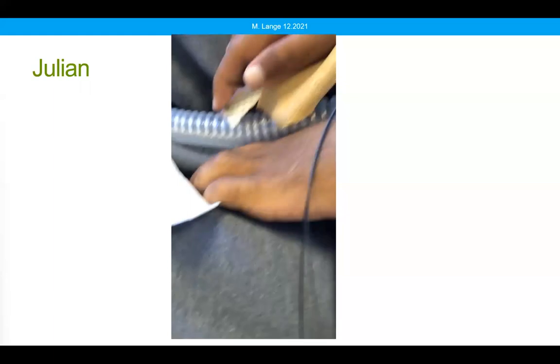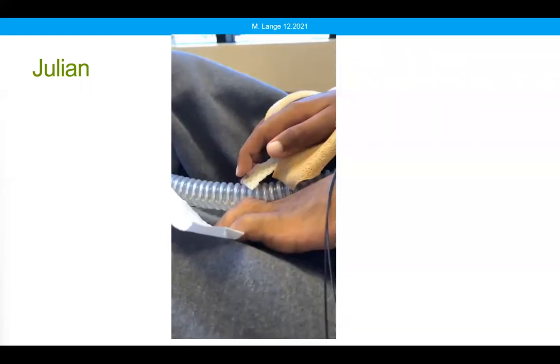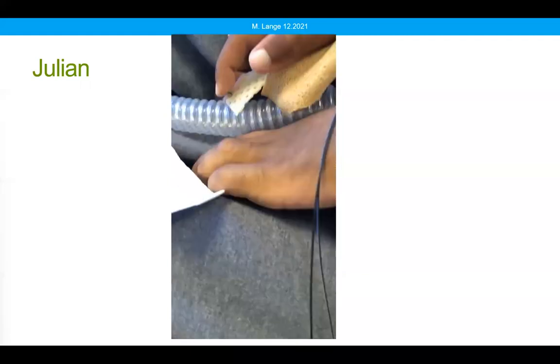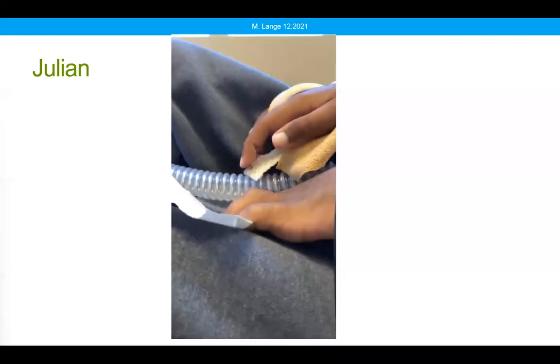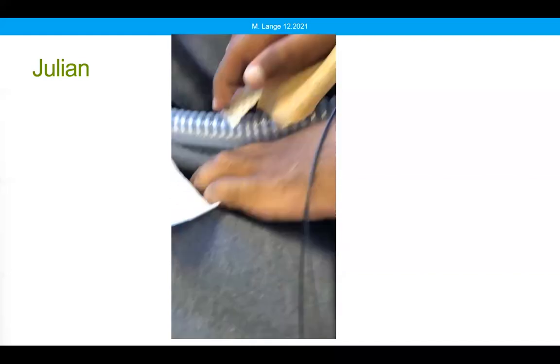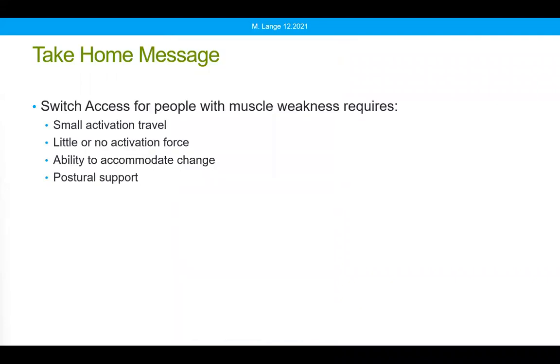Something that's unique on these fiber optic switches is most of them can be adjusted in a way so they're activated when you move away from them. That means the client doesn't have to hover over them, which takes more muscle strength. So to sum up, it's important when we're working with people who have muscle weakness to look at small activation travel, little or no activation force.